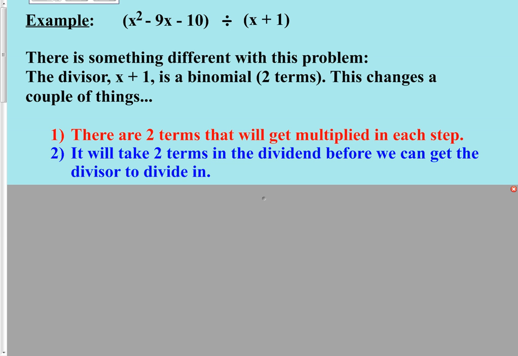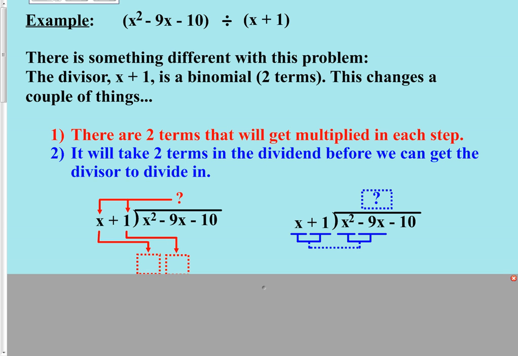Okay, and the other thing that changes is, since we're multiplying times 2 terms, it is going to take 2 terms worth of space in the dividend before you can divide that divisor in. Okay, let me see if I can show you this more graphically.